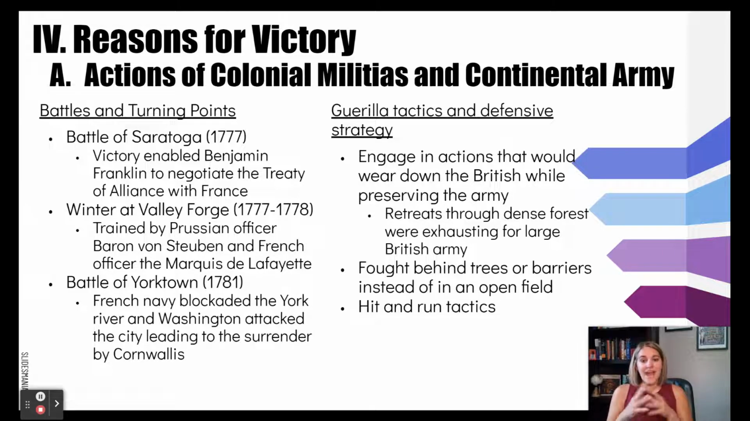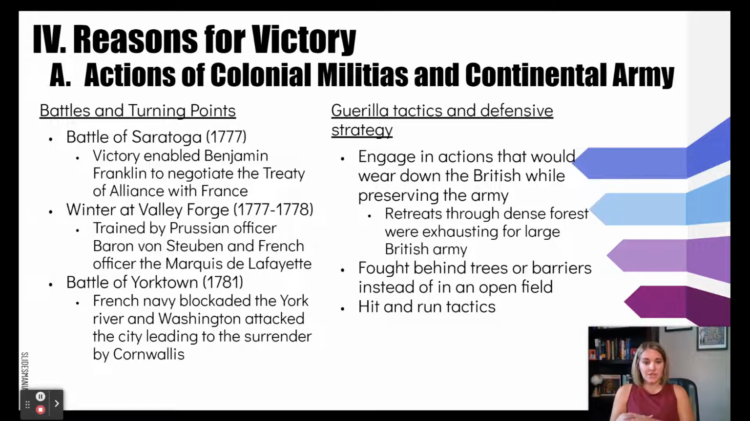So some of the tactics, thinking about the actions of the colonial militia and the army, are all about the guerrilla tactics and the defensive strategy. So they tried to stay really focused on that strategy of the war of attrition, wear down the army. And so what the Continental Army would do is they would retreat through dense forests, which was much more difficult for the large British Army and all of their supplies. So that would lead to more exhaustion.